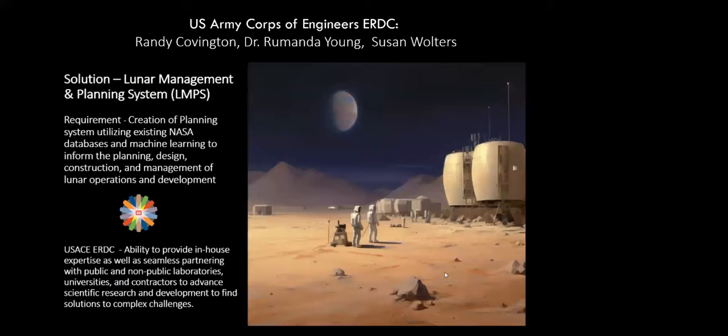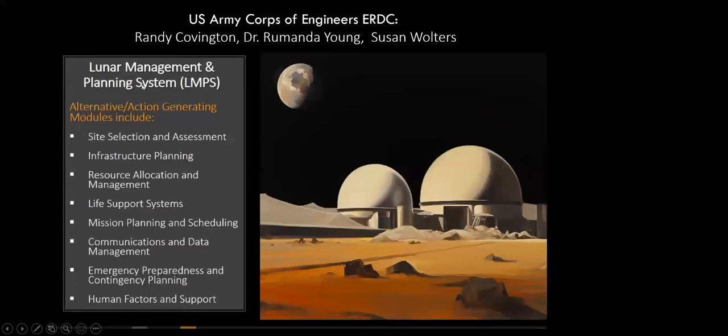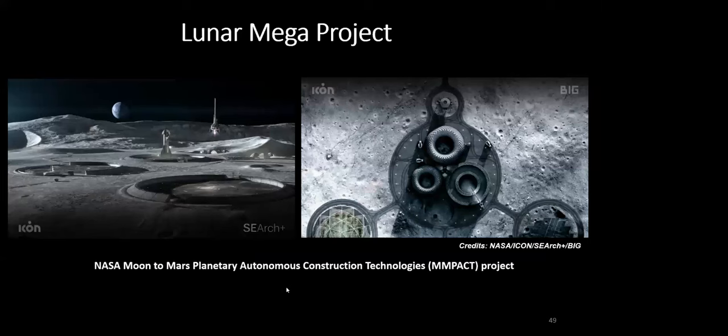Now, some people are already thinking about this. For example, my colleagues at the U.S. Army Corps of Engineers recently advertised something called the Lunar Management Planning System. They want to create a virtual environment with machine learning that will do site selection and assessment, infrastructure planning, resource allocation management, life support systems, and mission planning. All these things that need to be done can be done virtually before we ever go there. And these are the new tools. It's like a GIS, Geographic Information System. These are the new tools we have where we can actually do this before we ever go.